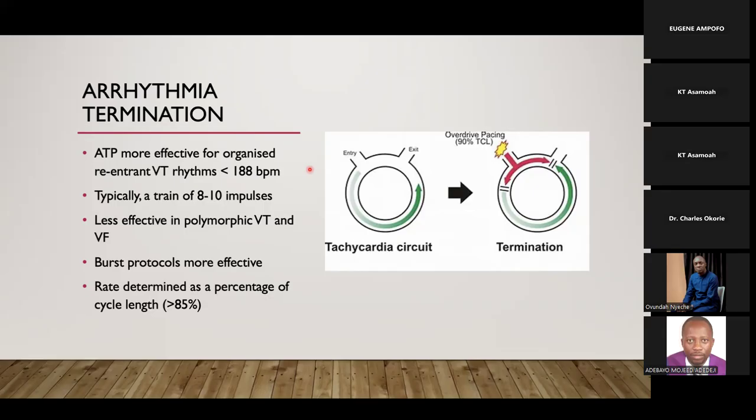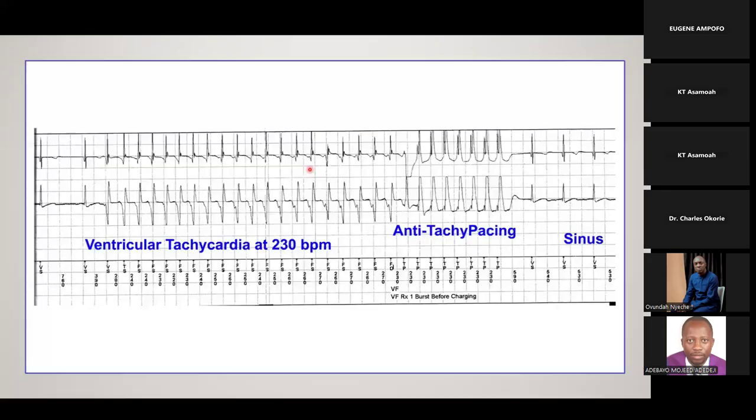And it's been shown that burst protocols tend to be more effective in anti-tachycardia pacing than the ramp protocols. So the burst protocols tend to be used much more. And the rate at which that tachycardia pacing is done is based on the prevailing cycle length. So it's typically at least 85% of the prevailing cycle length of the arrhythmia.